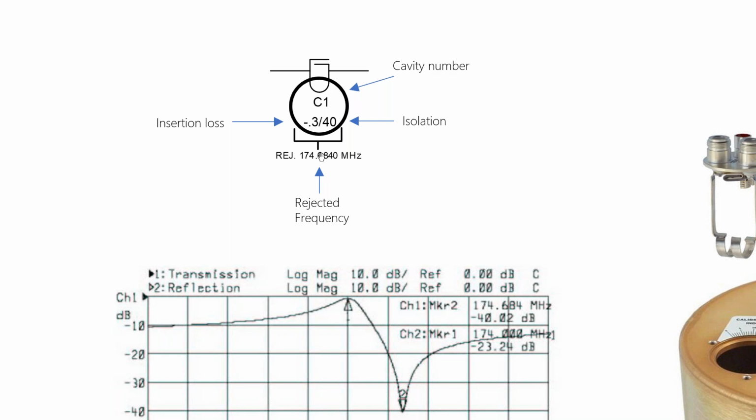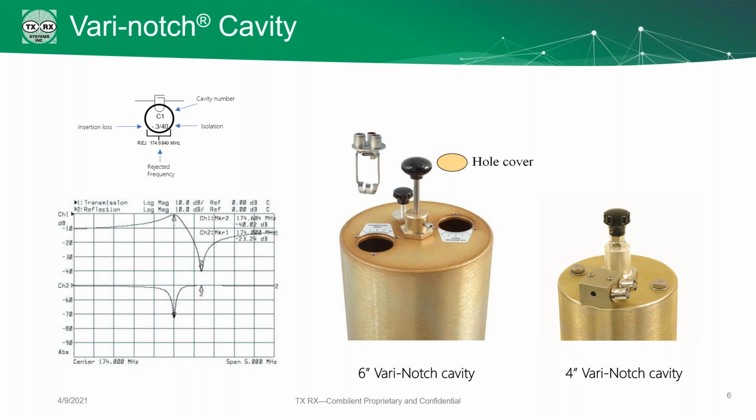The smaller 4-inch vari-notch is useful because it can be strapped to a larger cavity so that it doesn't require any additional rack space. Here you see the same 6-inch shell being used, but we only need to use one loop plate with multiple connectors on it. The unused loophole is covered using an aluminum disc.